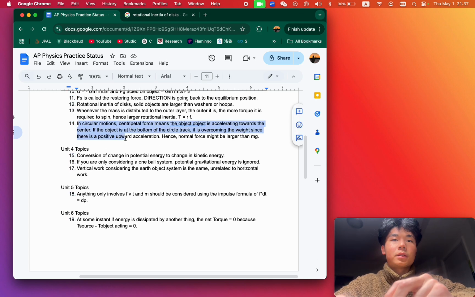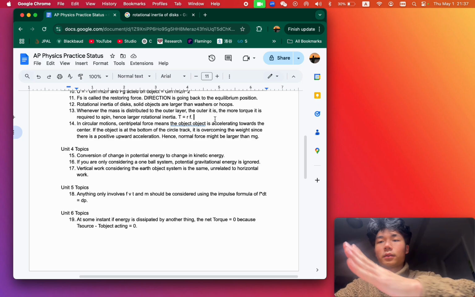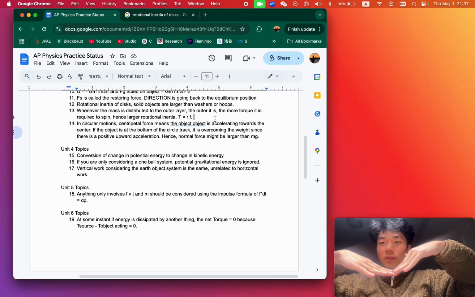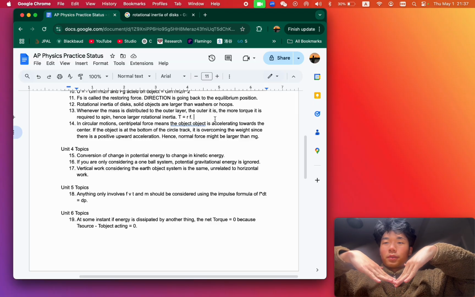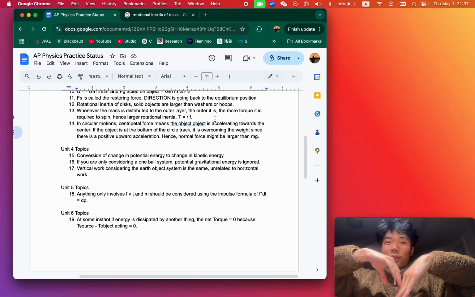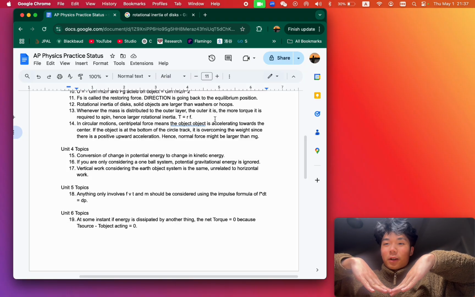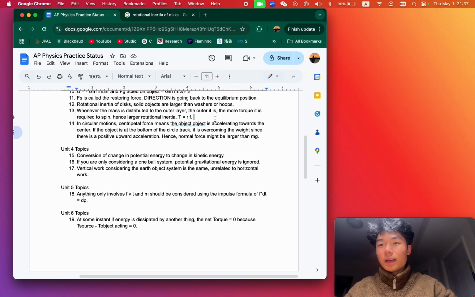Okay, number 14. In circular motion, what does centripetal force mean? If you have something that's accelerating down, like a ramp, and it is circular at the bottom, like a roller coaster, for instance, this place has a centripetal force because something is accelerating towards the center. It's just a phenomenon. Centripetal force is basically an explanation. It's not an effect. It's just an explanation of an effect.